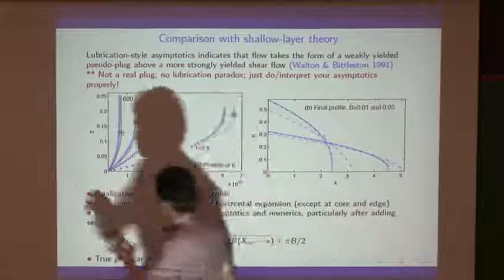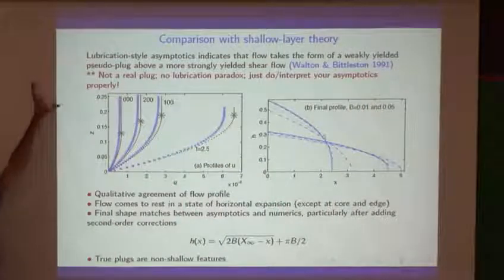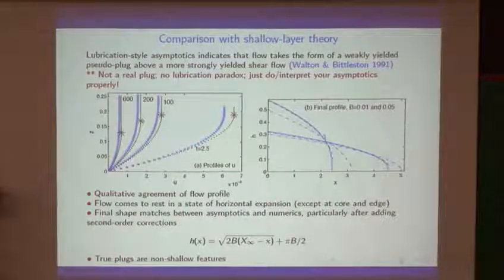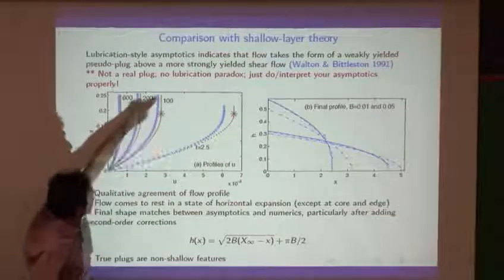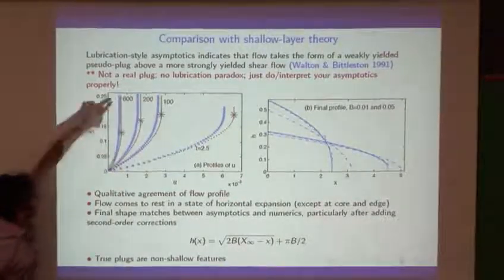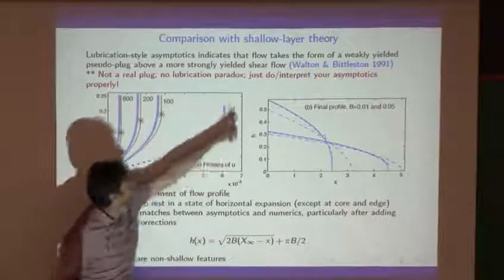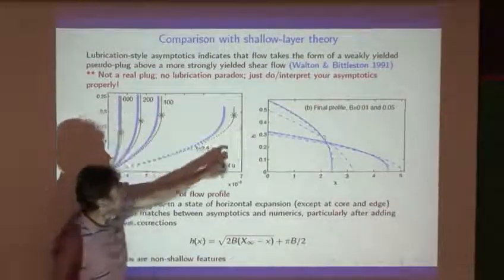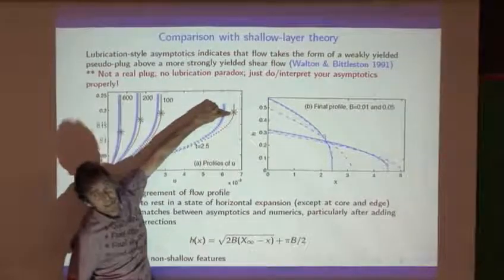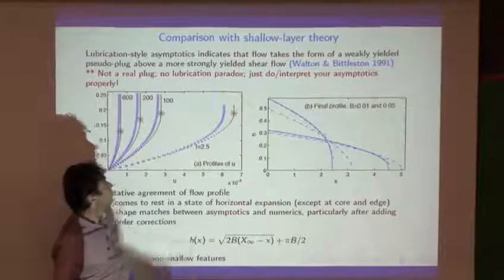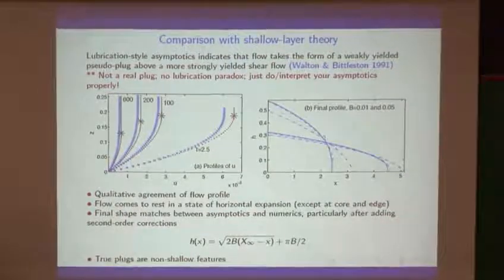So this is the comparison between that asymptotics and the numerical results for a case that's relatively shallow. This is the numerical flow profile that you find at different times, and this is the asymptotics. So you've got the strongly sheared region, and this is the pseudo plug, and that's this fake yield surface that divides the two. So that's the agreement that you get between the two of them.